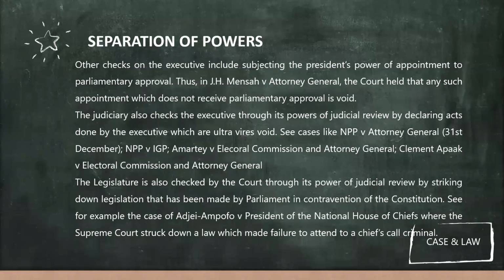So the legislature is also checked by the court by striking down legislations that go in contravention to the constitution. I've already talked about that. If parliament passes laws that go against the constitution, the courts have the right to strike it down. So all these are checks and balances within the space of the three arms of government, and this is in the context of the 1992 constitution and how it enshrines the provisions of separation of powers.